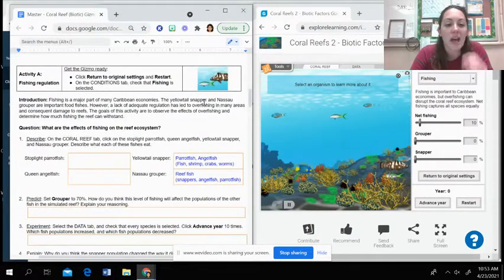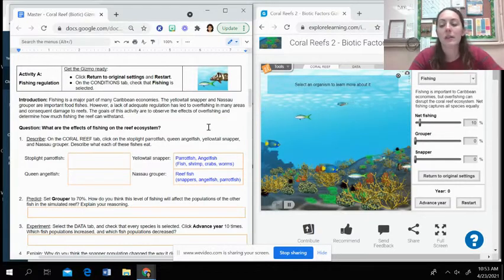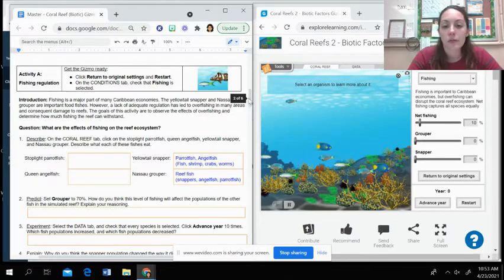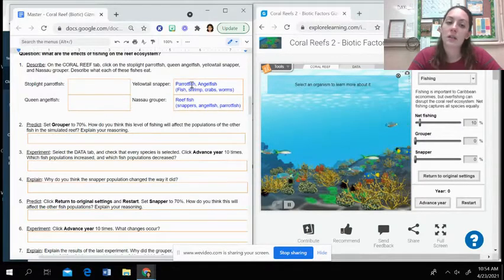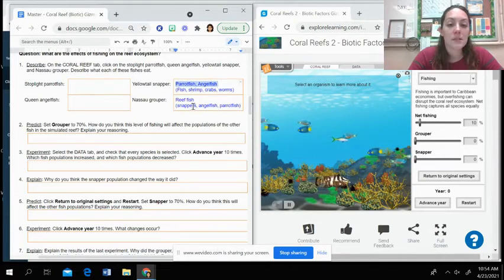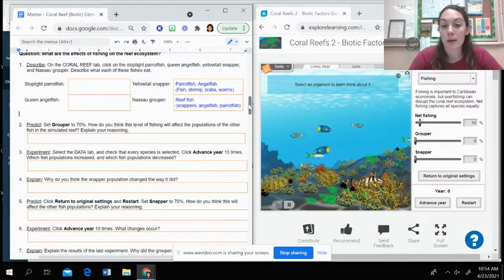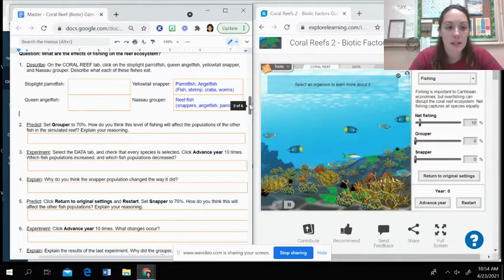So you're going to look at fishing and how the different levels of fishing affect the ecosystem. The first thing you're going to do is look at the food that fish eat. I already filled in the yellowtail snapper and the Nassau grouper for you, specifically looking at those reef fish names that those organisms eat or prey on or attack, essentially.